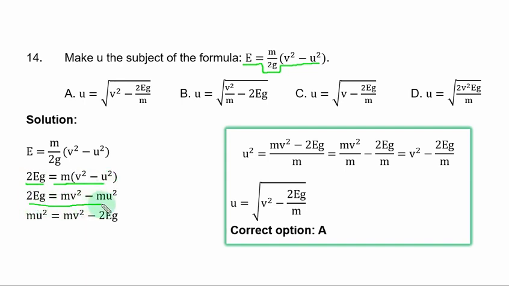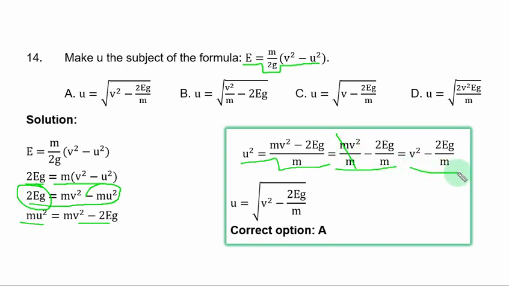We are interested in U, so let's transfer this term to the left. It becomes positive. Transfer this term to the right, it becomes negative. Divide both sides by M. You have U squared equal to this. If you break it down, you have it in this form. If you reduce by taking off the 2M, you have this result.